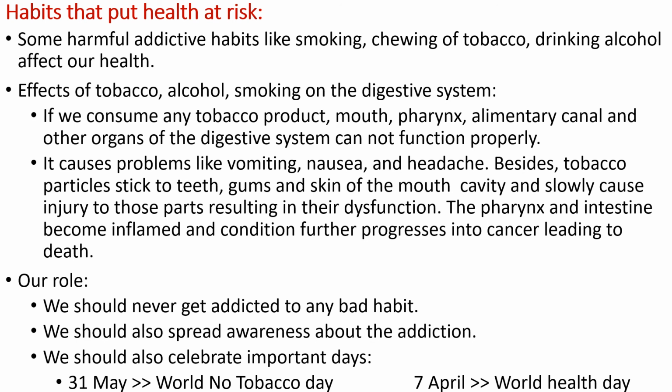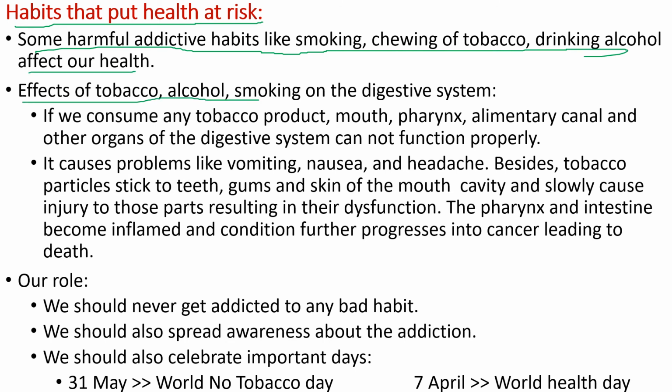So now let us learn more about habits that put our health at risk. Some harmful addictive habits like smoking, chewing tobacco, and drinking alcohol affect our health. Effects of tobacco, alcohol, and smoking on the digestive system is the next part which we are going to learn now. If we consume any tobacco product, the mouth, pharynx, alimentary canal, and other organs of the digestive system cannot function properly. It causes problems like vomiting, nausea, and headache.